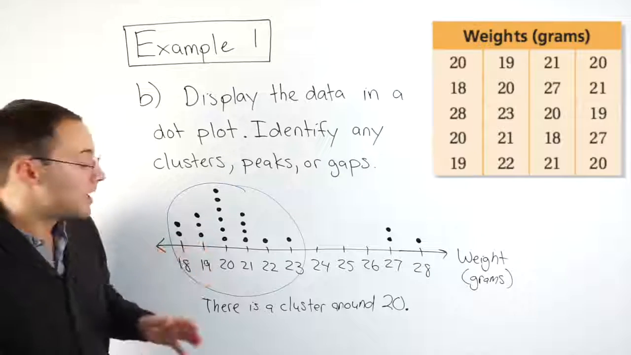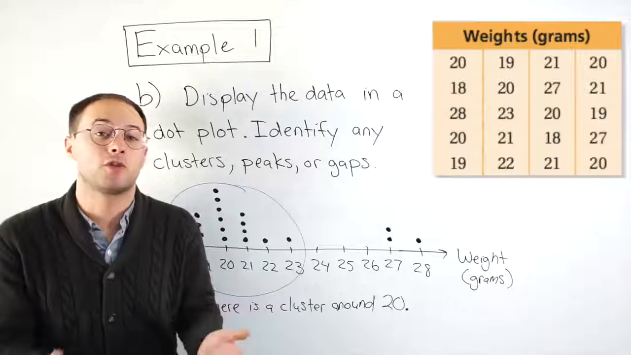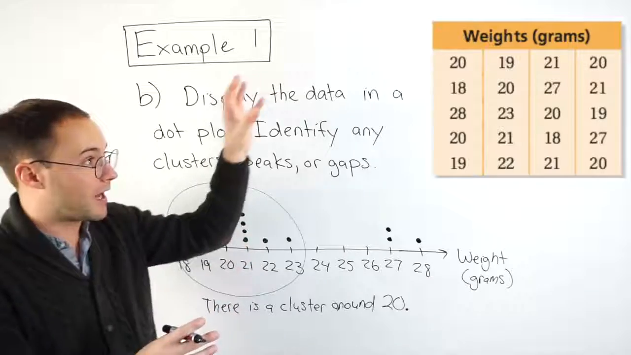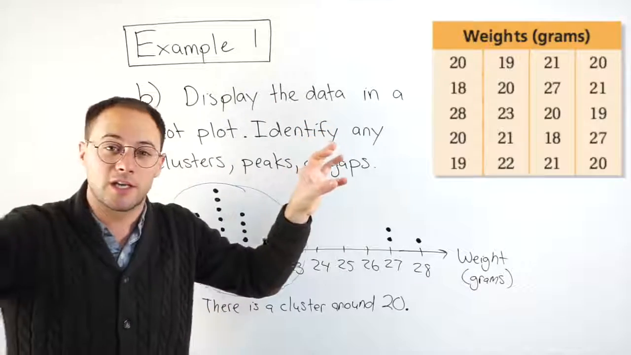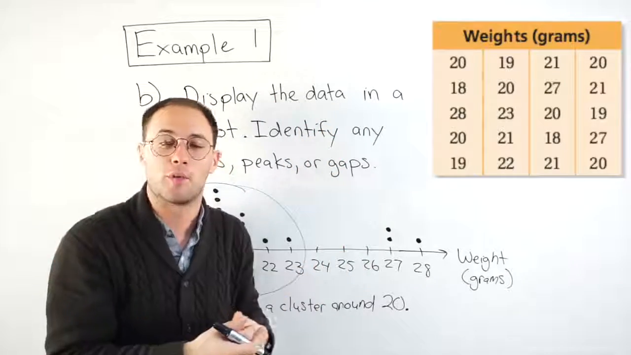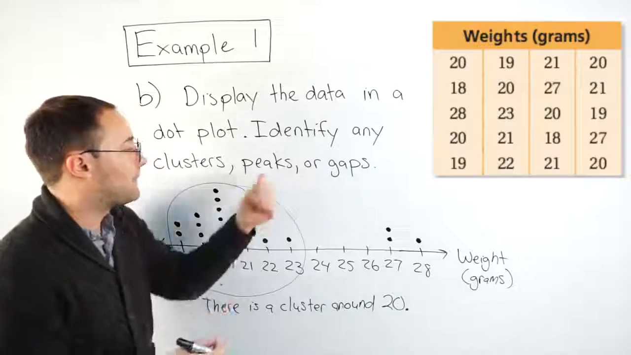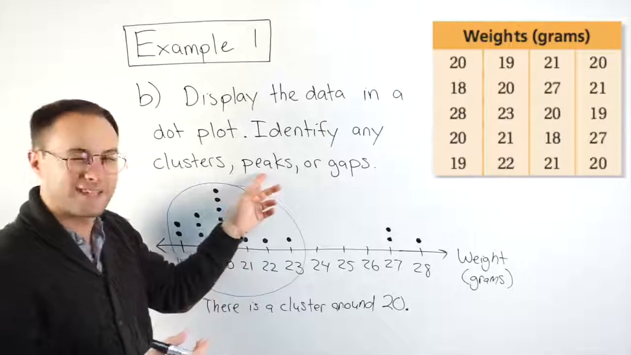So that's a cluster. You might be asking, is it possible to have 2 clusters? Sure. If you've got a big bunch here and another big bunch here, it's possible to have more than 1 cluster. That's okay. Peaks. Well, hopefully you can kind of guess what that is.